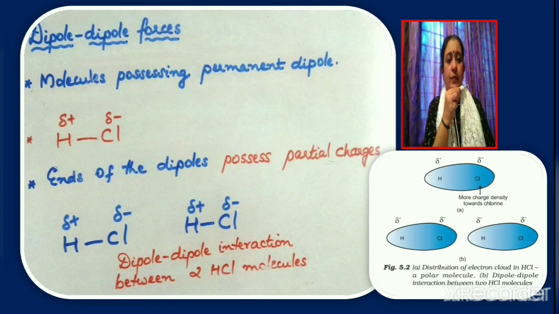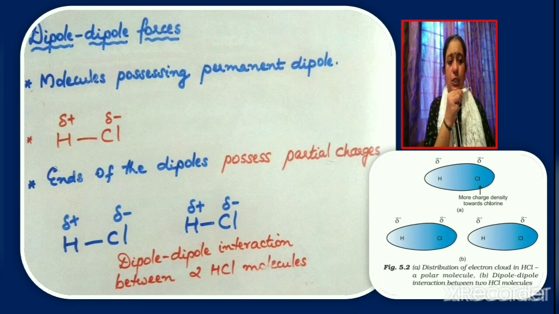Dipole-dipole forces. Consider the next type of attractive intermolecular forces. This type of force exists among molecules possessing permanent dipole moment. For example, consider hydrogen chloride. 2 different atoms are present, one is hydrogen and the other is chlorine. And we know that chlorine is more electronegative than hydrogen. So the shared pairs of electrons will be attracted more towards chlorine than by hydrogen, as a result of which the chlorine end will develop a slight negative charge and the hydrogen end will develop a slight positive charge. So HCl molecule possesses a permanent dipole moment.